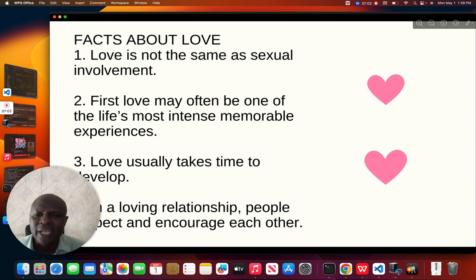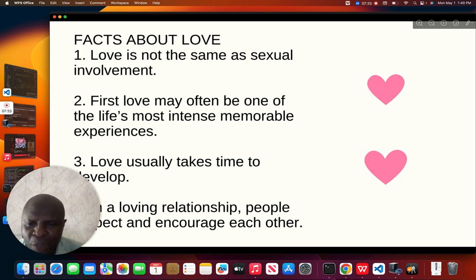Love usually takes time to develop. So don't forget, love takes time to develop because you need to understand yourself. You need to know what your friend likes and what he doesn't like. So it takes time. Some people may be in loving relationship for 10, 15 years. Still, they may not understand themselves. So you should understand that love usually takes time to develop.